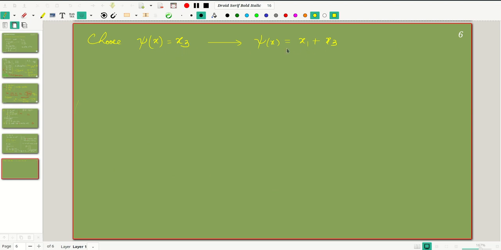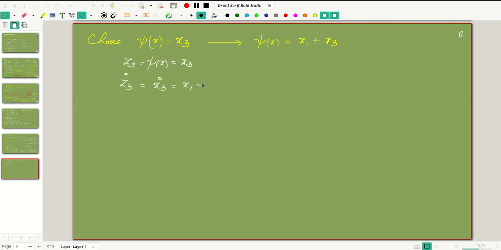It doesn't matter even if you choose psi of x as x1 plus x3, but when we take its derivative, more terms come. So we choose psi of x as x3. So our z3 we have chosen as psi of x, which is equal to x3. So what is x3 here? We need the z3 dot dynamics. So z3 dot is equal to x3 dot. So what is x3 dot here?